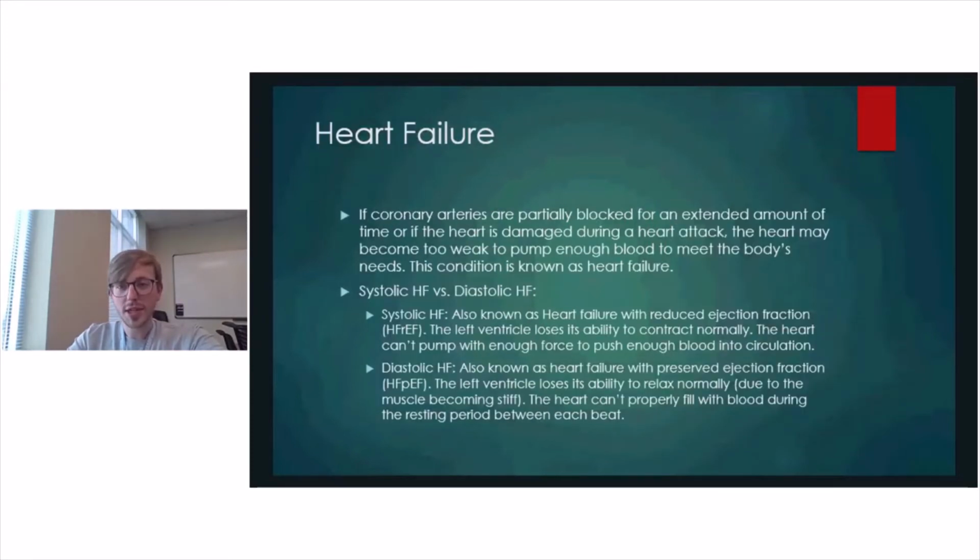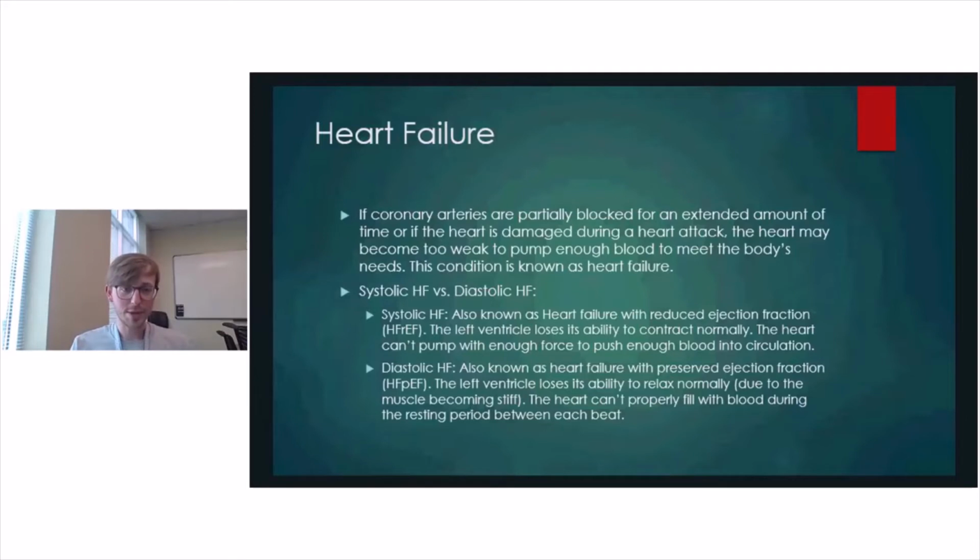So next up, we're just going to talk about what happens with your coronary arteries during heart failure. If coronary arteries are partially blocked for an extended amount of time, if you don't get treatment in the adequate amount of time, or if your heart is damaged during a heart attack, the heart may become too weak to pump enough blood to meet the body's needs. This condition is known as heart failure.